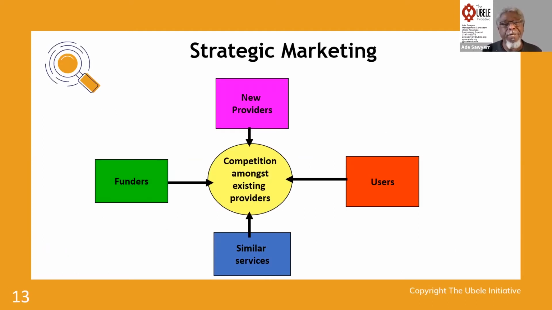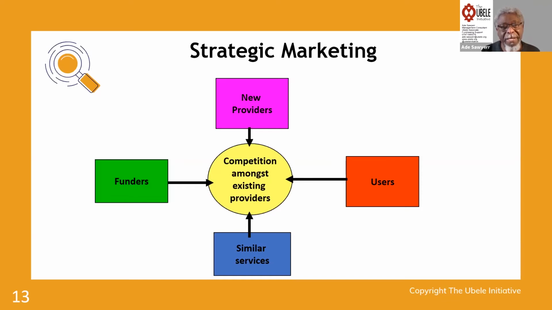Strategic marketing is about looking at the pressure that is on you as an organization. You may be going to your funders, and you may have pressure from your users who want a variety of services that will satisfy their needs. But then there are also people offering similar services, and of course, there are new providers. Yesterday, there was a discussion about people having unique products. But what I can bet you is that the day you start providing one service, somebody else will start it if it's going to work for them.